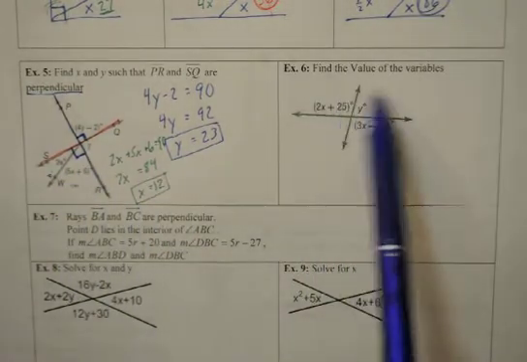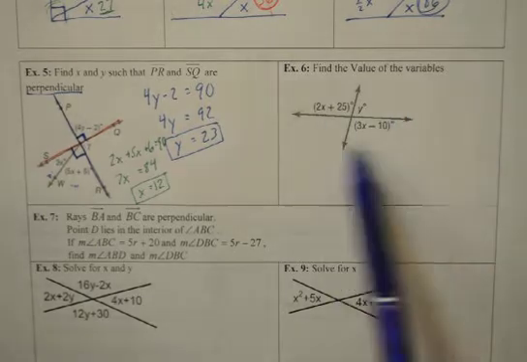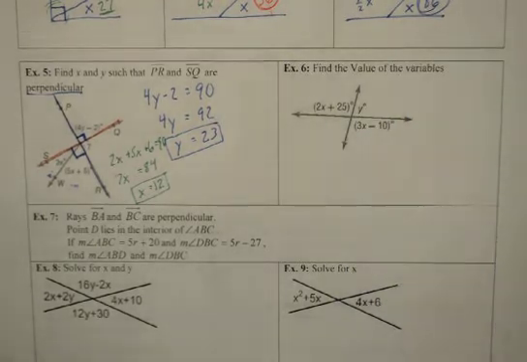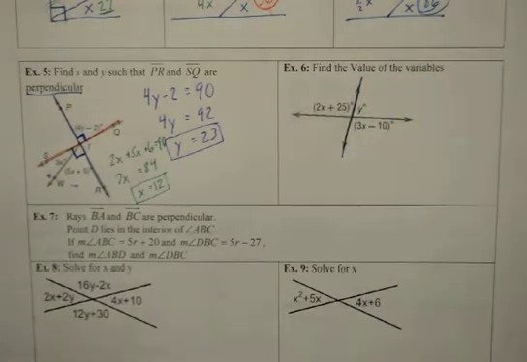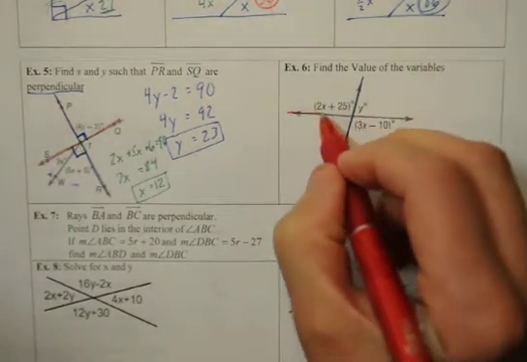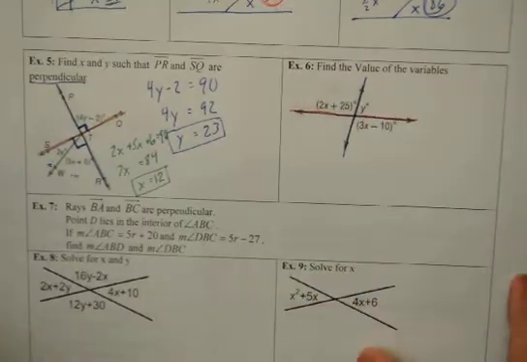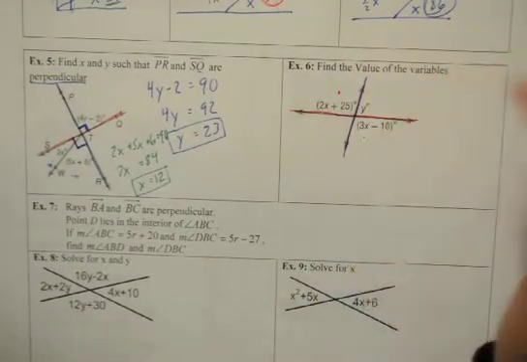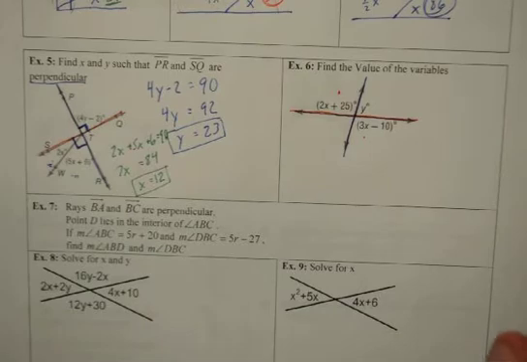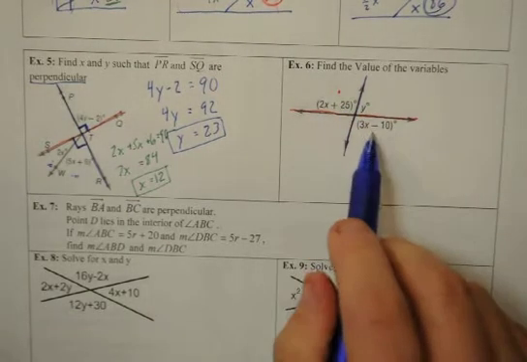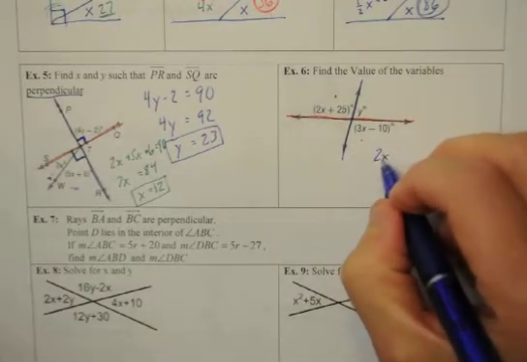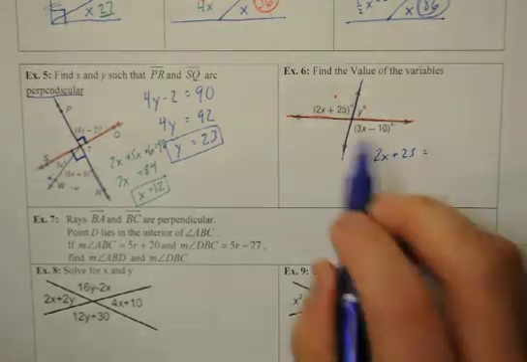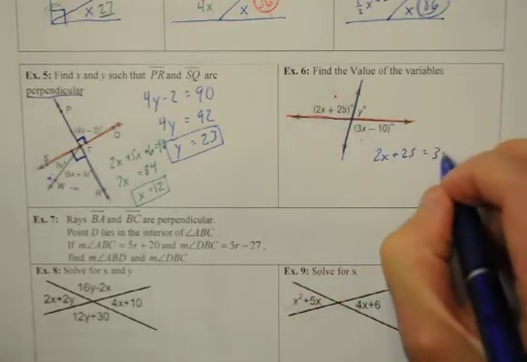Example 6, find the value of the variables. So in this scenario, here's what we got. We've got that this line intersects this line. And now because of that, we've got these two angles, which are vertical angles. And we learned that vertical angles will always be the same. So that means that 2x plus 25 is equal to 3x minus 10.